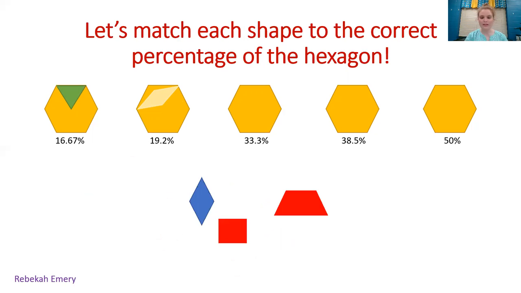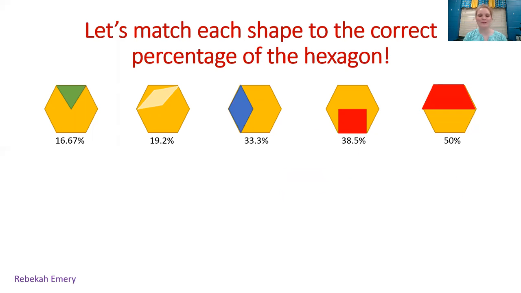And then for third spot at 33.3%, looks like the blue rhombus is it. And for the fourth one at 38.5%, it looks like the red square. And finally, at 50%, is the red trapezoid. So looking at what I have in front of me, I can see that the green triangle, which is 16.67%, it looks like I can fit about 6 of those in there.